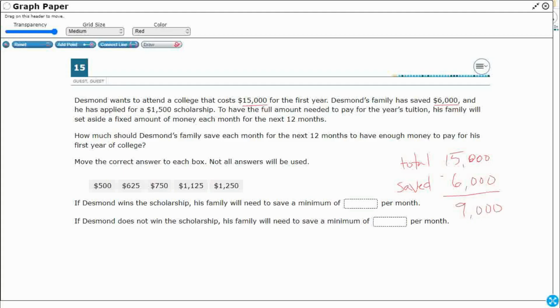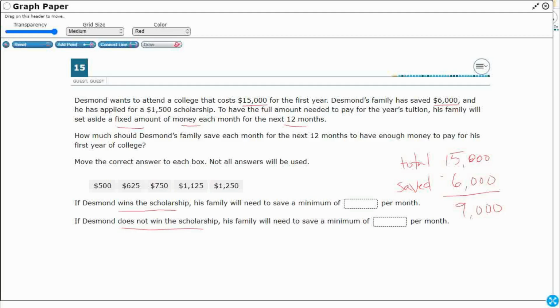Now, he applied for $1,500 scholarship. To have the full amount needed to pay for next year's tuition, need to set a fixed amount each month. So fixed amount each month for 12 months. All right, so we're looking for a constant rate. And so how much money should they save for the next 12 months to have enough for college? And then there's two options, with the scholarship and without the scholarship.